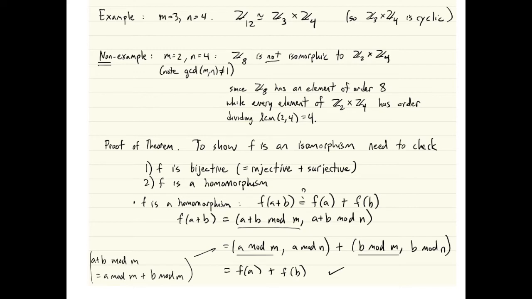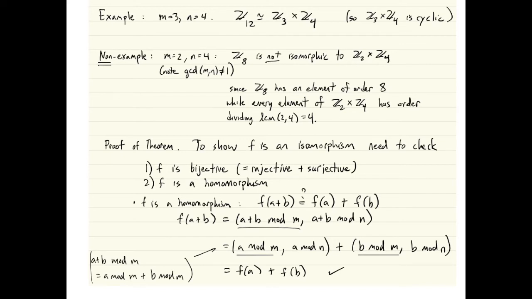Okay, and then one fact about modular arithmetic is that A plus B mod M is A mod M plus B mod M. That's a fairly simple fact. And so we can break up this component into A mod M and B mod M. Similarly, we can break up the A plus B mod N into A mod N, B mod N.